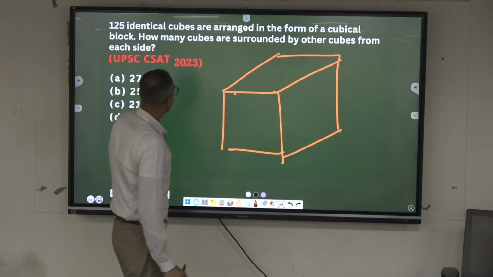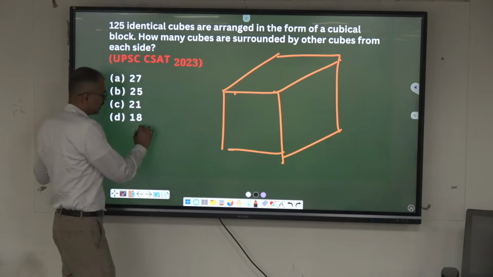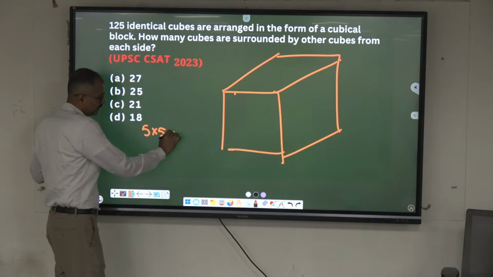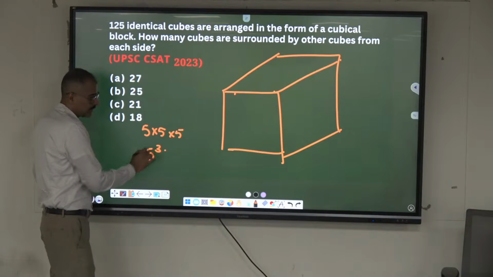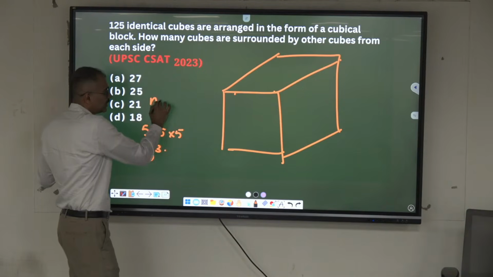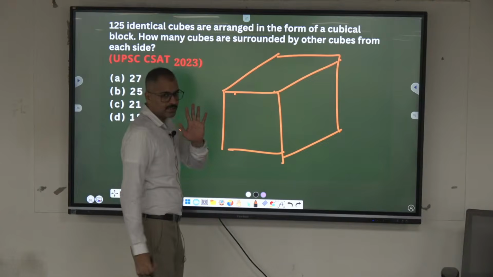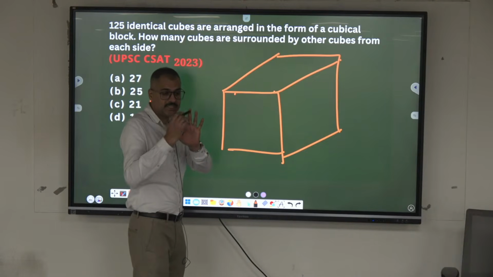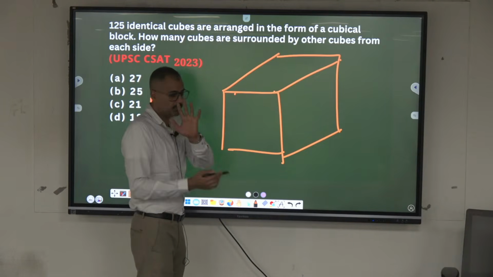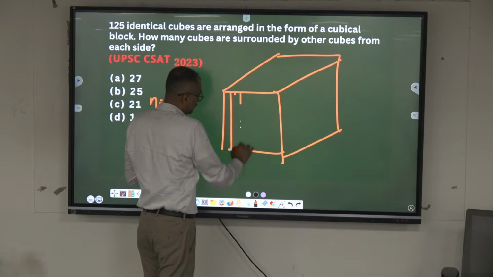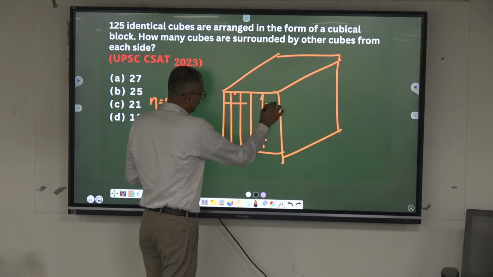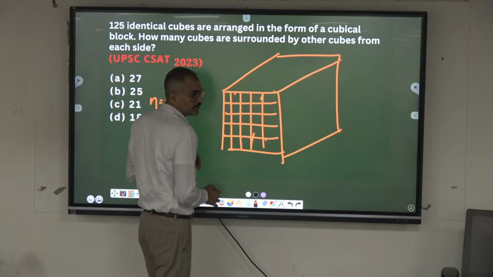See, 125 identical cubes means it has to be in the form of 5 into 5 into 5, 5 cube. Okay, so number of rows and columns, n value has to be 5. To get 5 pieces, how many cuts should I make? 4 cuts. 1, 2, 3, 4. 5 pieces.